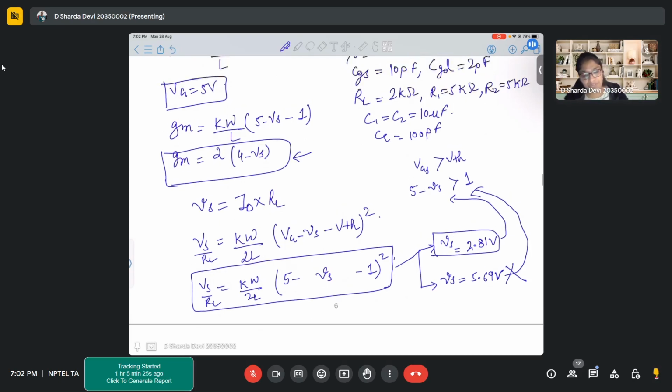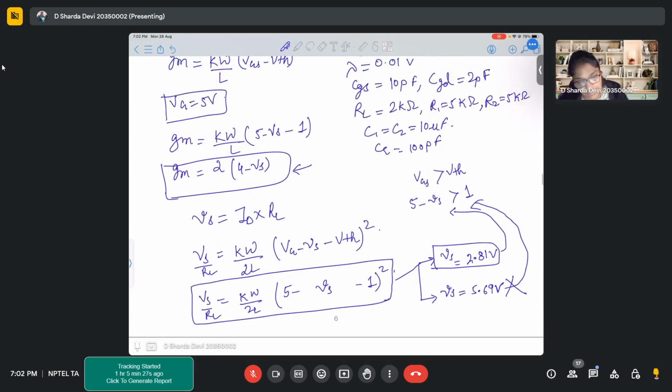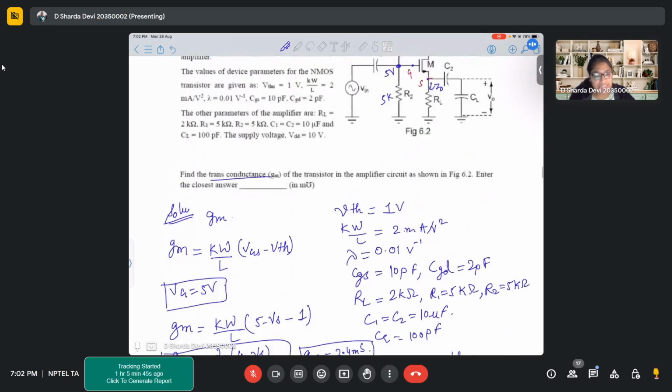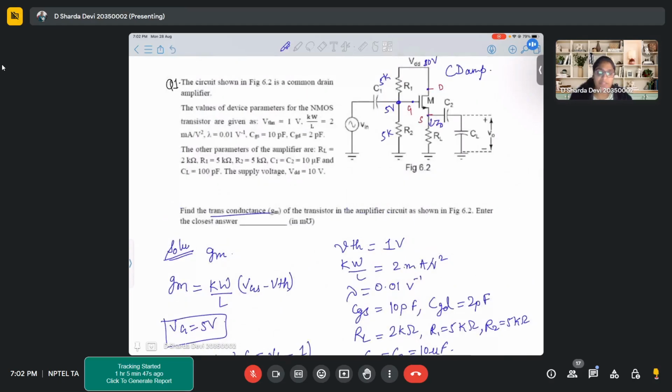Now when you substitute this value over here, the value of GM that you get is 2.4 millisiemens. Is this clear? Yes, ma'am. Okay. Now, what about the other values? Why are capacitors given? Is there any role of a capacitor in this particular question?